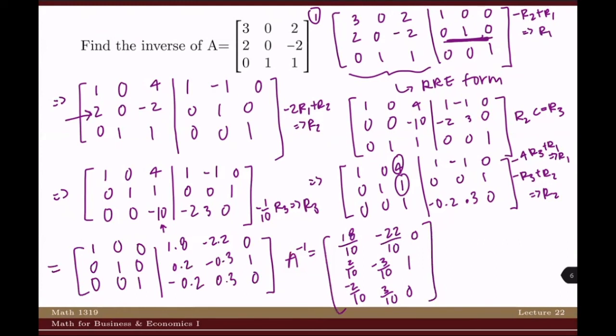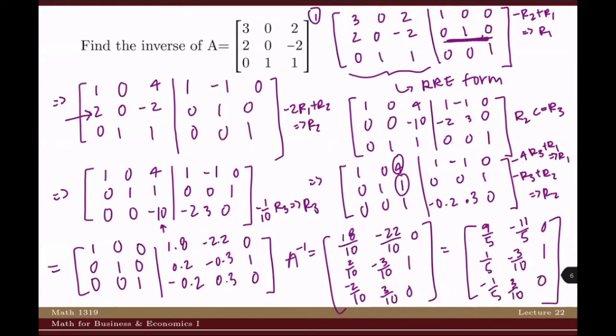And then from here, you can just simplify all of your fractions. So 18 over 10 is the same thing as 9 over 5. And then negative 22 over 10 is going to be negative 11 over 5. And then you have that 0. And then 2/10 is a fifth. And then negative 3/10 just stays. And then 1. And then negative a fifth, 3/10, and 0.